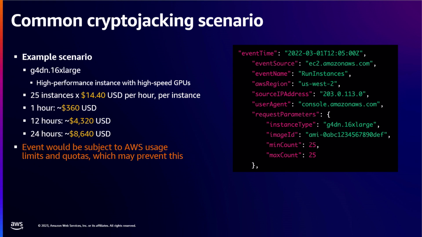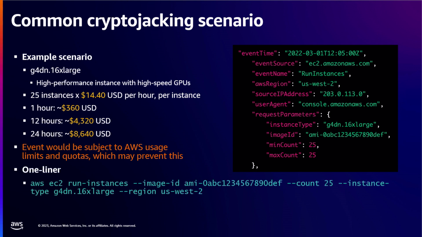So, again, this is one of the ways that adversaries can monetize that initial access. And this is the line. They basically were able to get initial access. They ran this single line on the AWS CLI, and they were off and running.